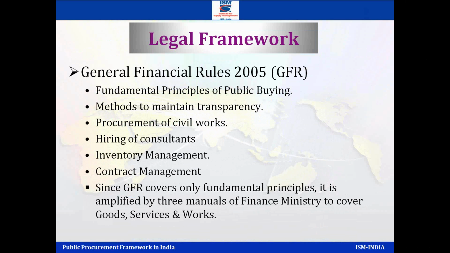Then we also have the GFR of 2005, and the GFR covers principally the fundamental principles of public buying. As I said in the beginning, the principle is competition, competition, competition. Fair chance to everybody around, a level field for everybody. Methods to maintain transparency. How do we ensure transparency? As in the previous slide, every contract above a particular amount has to be posted on CPPP, and has to be advertised in the media.